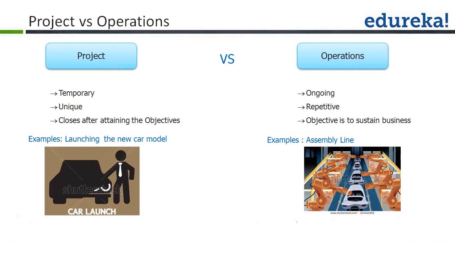A quick comparison between project and operations. Operations are ongoing and produce repetitive products, services, or results. The purpose of operation is to sustain the business, whereas the purpose of a project is to bring change.